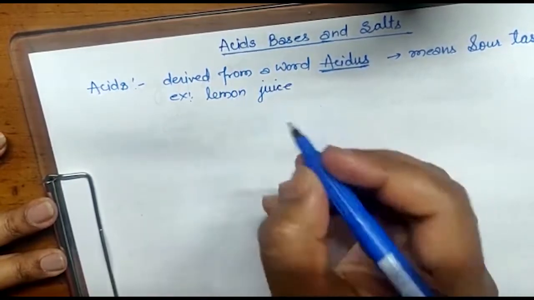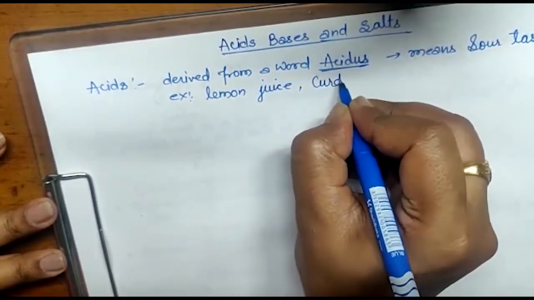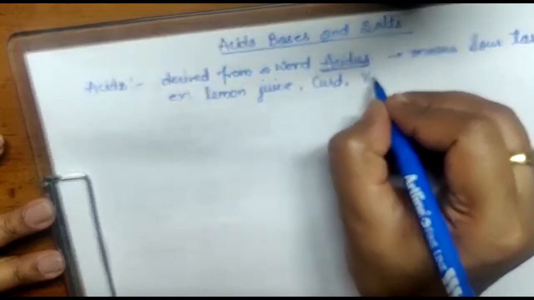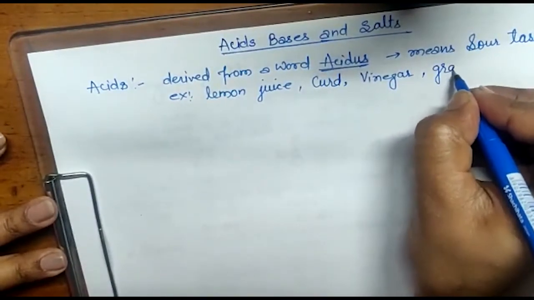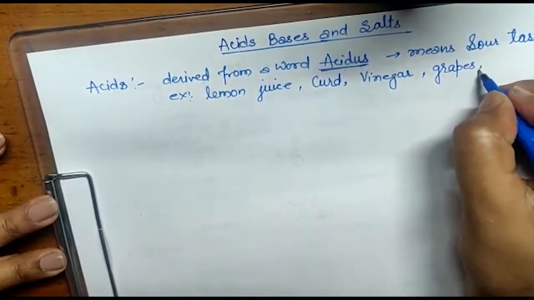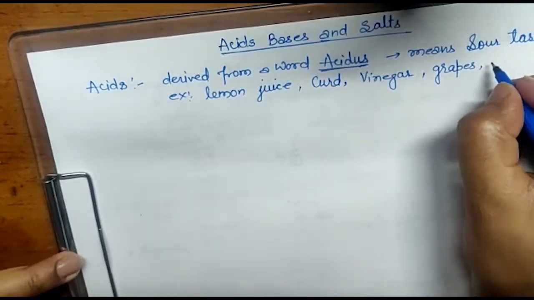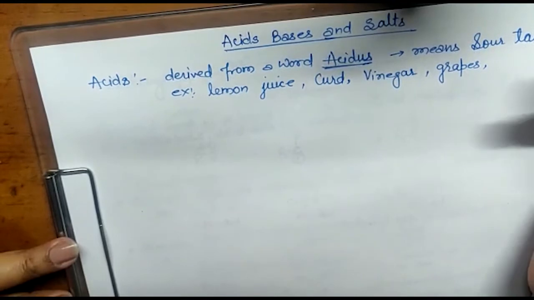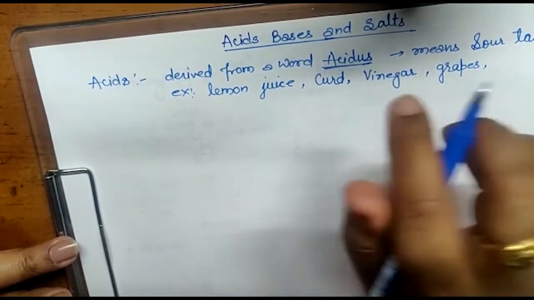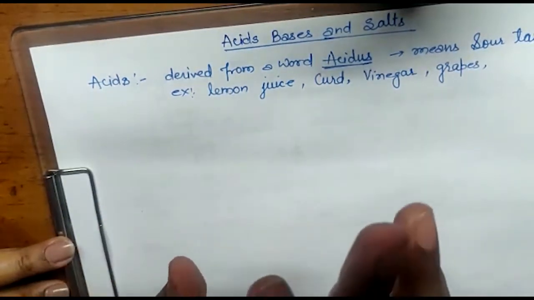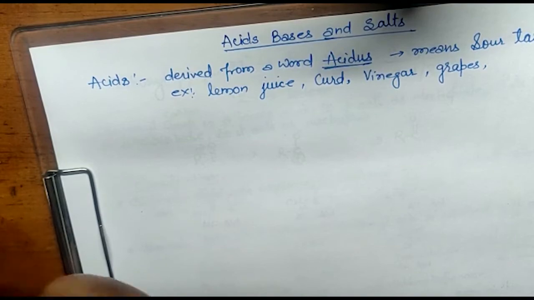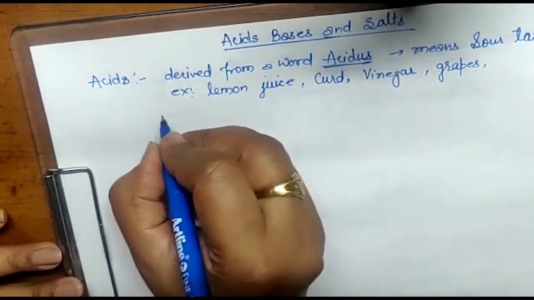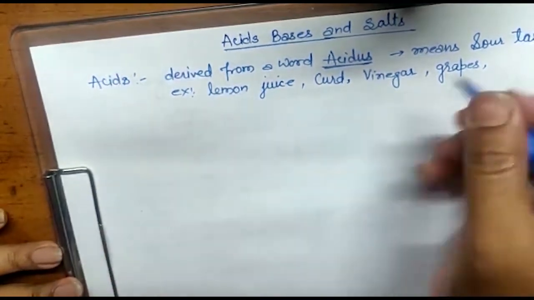For example, if you see lemon juice, or we can see curd, vinegar, sometimes grapes also, you can see grapes khatta, like green apple. Yes, these can be the examples. They have sour taste, so they are acidic in nature, but only this sour taste doesn't say that these are acidic in nature. So what is another way to identify? The first is sour in taste.